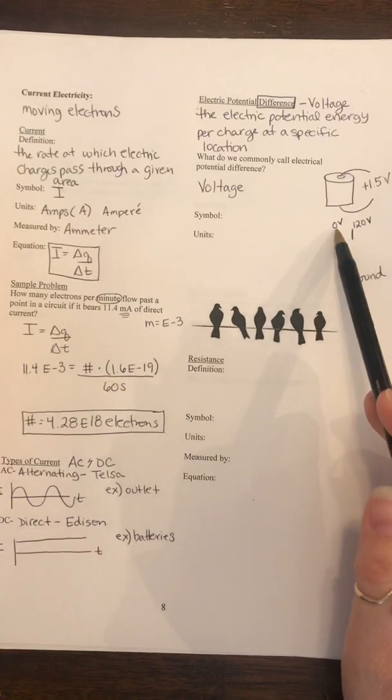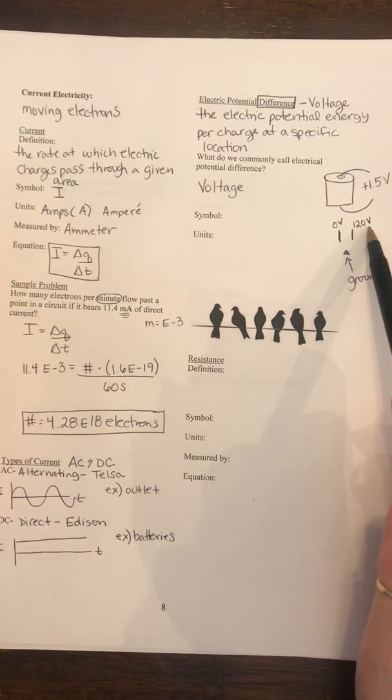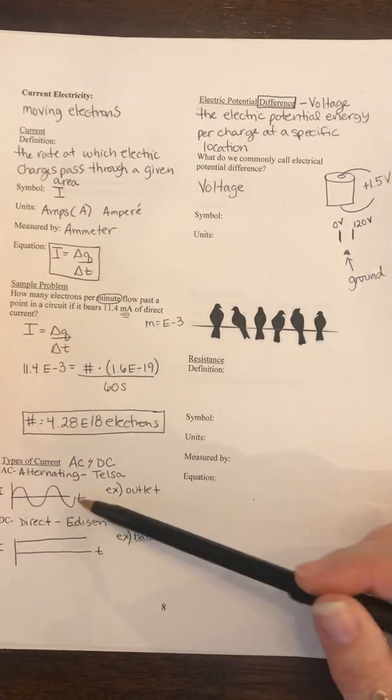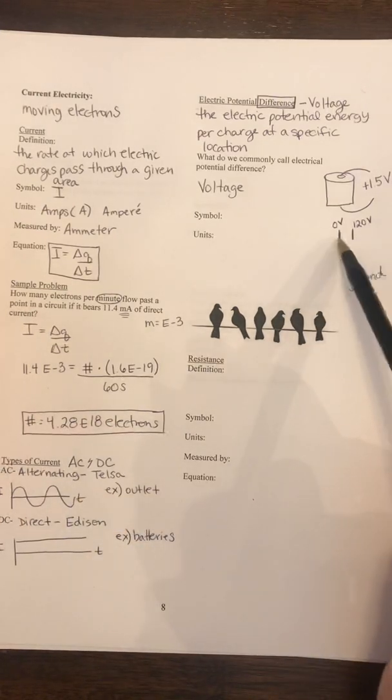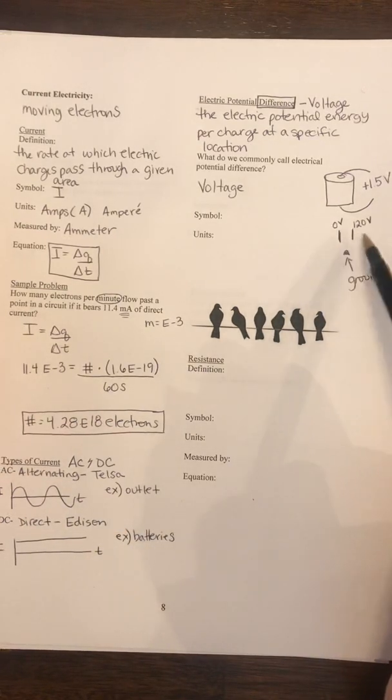Now, is this side always 0 and this side is always 120? No. Remember, going back to Tesla, it's alternating. So it's going really fast. This side's 0, this side's 120. Boop, boop, boop, boop, boop, boop, boop. Back and forth, really, really fast, okay?